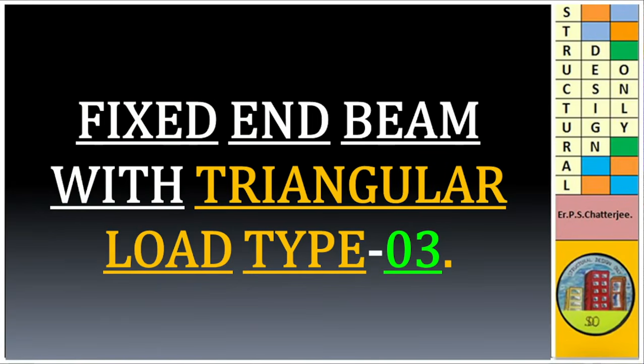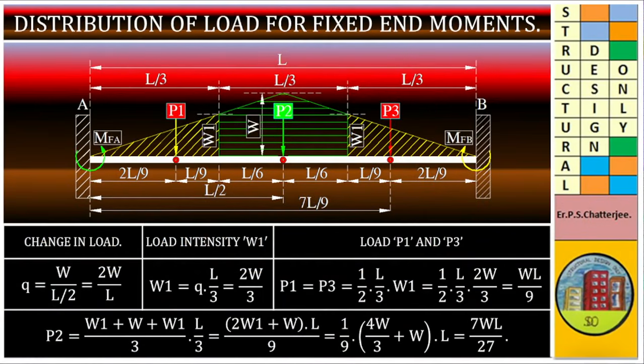Fixed end beam with triangular load type 3. Distribution of load for fixed end moment. We have to split the beam into 3 equal parts. Its length is L by 3. Total length L, this portion is L by 3, this portion is L by 3, this portion is L by 3. So we have load intensity W1, this is also W1 and this is W.